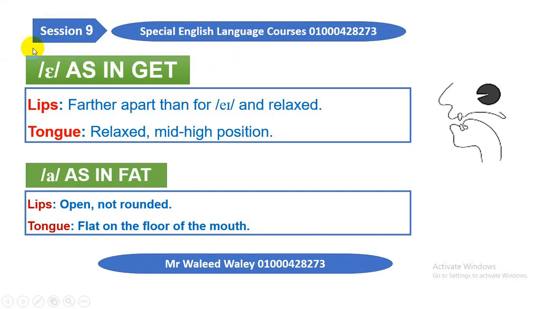Session 9. In session 9, we're gonna revise the difference in the sound eh and ah. The difference between the two sounds eh and ah. Eh as in get. In eh as in get, الشفتان farther apart, مفتوحتان. Then for A, أكتر من وإحنا بننطق sound A and relax it, يعني مرتخيتان.